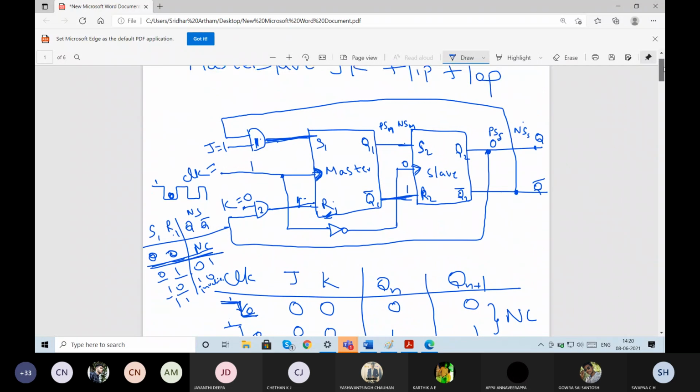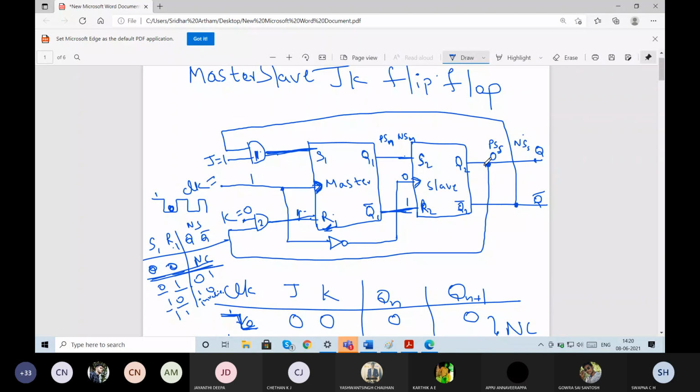So this is 0. If the present state of slave is 0, the present state of master will also be equal to 0. Now, if you observe, the clock input to the master is 1. So it will depend on the first AND gate output and the second AND gate output. So this is 0 and this will be 1. So 0 will be fed to the second AND gate and 1 will be fed back to the first AND gate. So 1 1, the output of this gate will be equal to 1. 0 0, the output of this gate will be equal to 0.